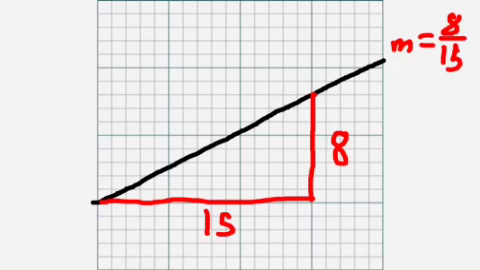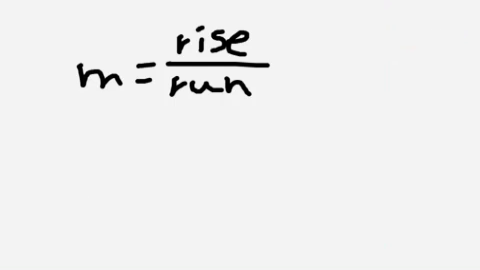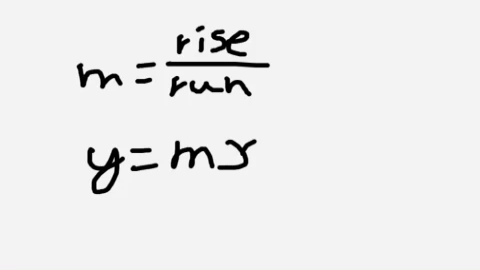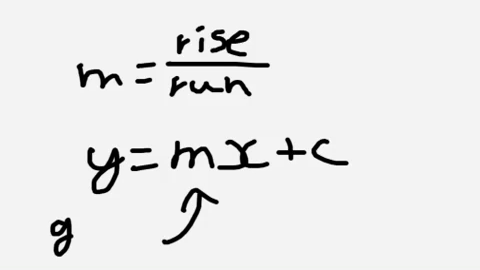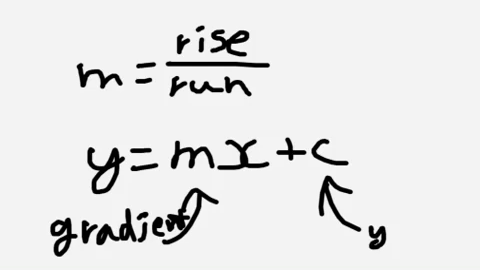And in Cambridge, at this level, we're going to use this formula for straight lines, where m is the gradient and c is the y-intercept. Basically when x is equal to 0, or where it intercepts with the y-axis.